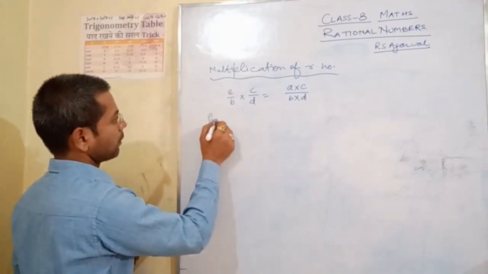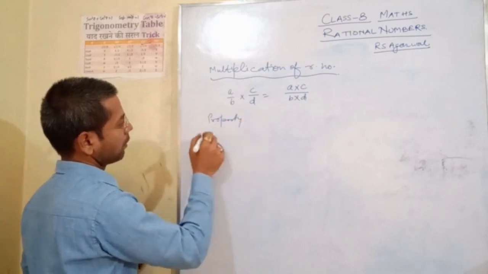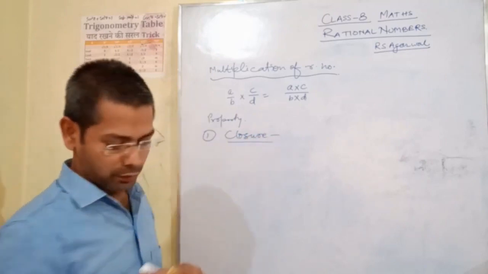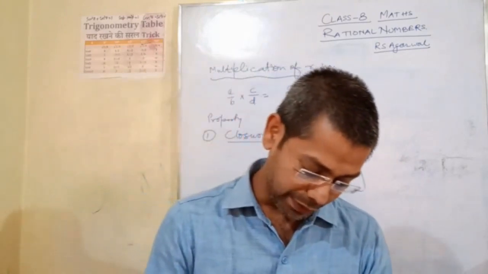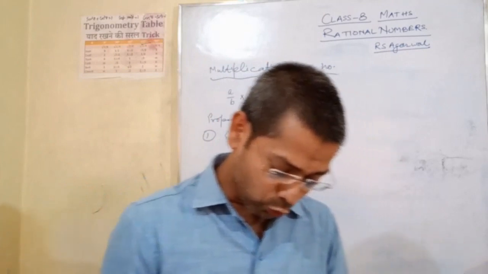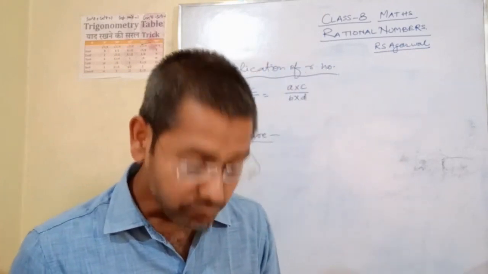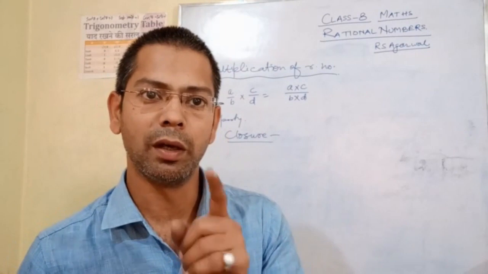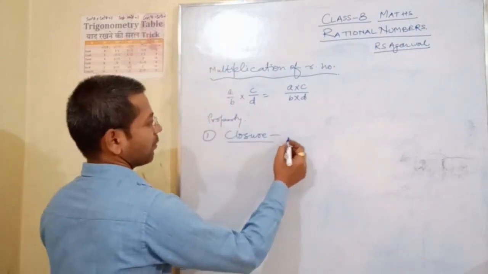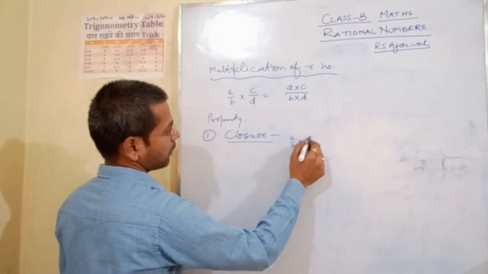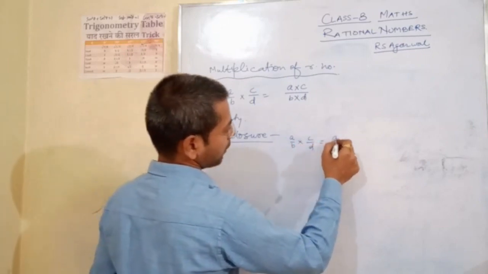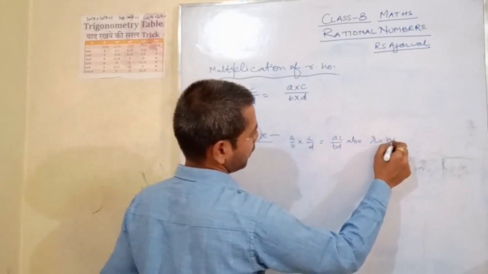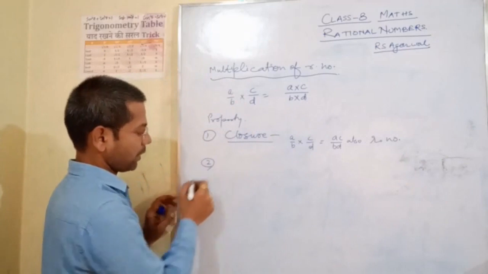First property, closure. The closure property tells us that when two rational numbers are multiplied, the result will also be a rational number. Meaning when a upon b multiplies c upon d, the result ac upon bd is also a rational number.